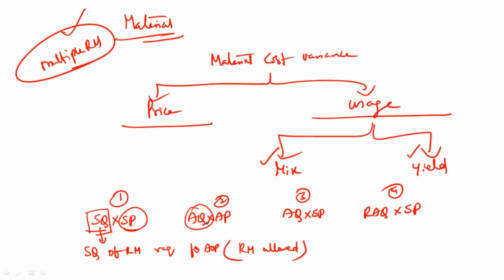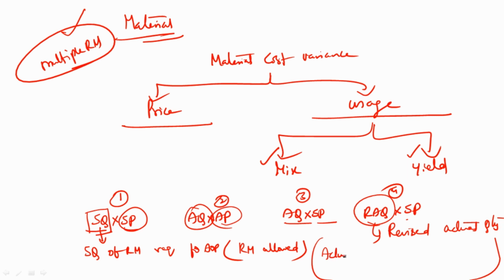AQ is actual quantity of raw material consumed for actual output. AP is actual price per unit of raw material. AQ and SP we already know. And what is RAQ? RAQ means revised actual quantity. So what do you mean by revised actual quantity? It is actual quantity rewritten in standard proportion. So when you take actual quantity and rewrite it in standard proportion or standard mix, you'll get something called RAQ.